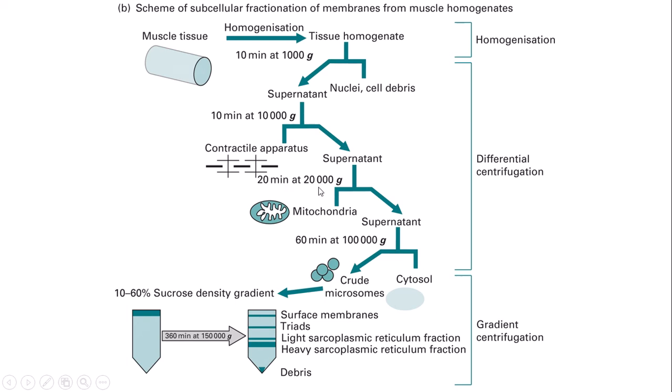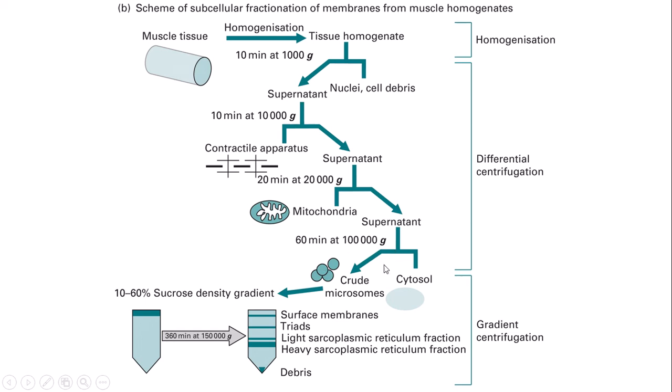Now here we can see the mitochondrial fraction is being separated, and again we take the supernatant. The final run of this differential centrifugation is for 60 minutes at 100,000 G. In this case we expect that the remaining part is separated from the cytosol, and we obtain this pellet.